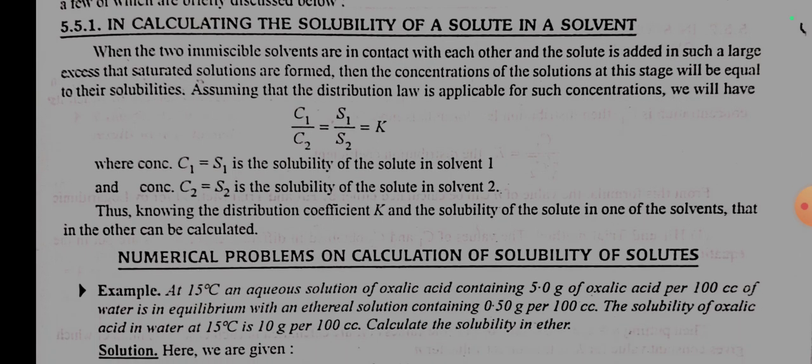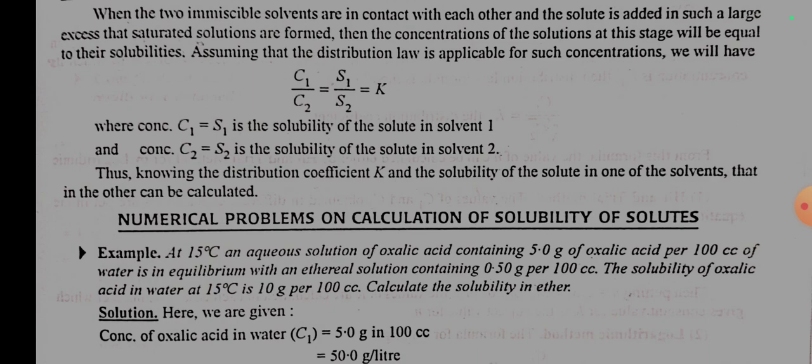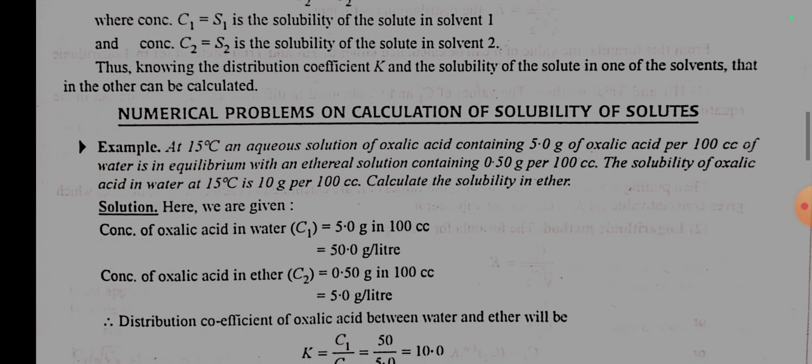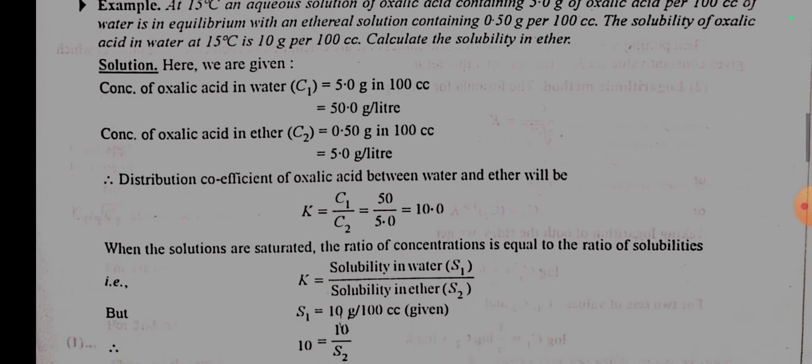Assuming that the distribution law is applicable for such concentrations, we will have C1/C2 = S1/S2 = K, where concentration C1 = S1 is the solubility of the solute in solvent 1, and concentration C2 = S2 is the solubility of the solute in solvent 2. Thus, knowing the distribution coefficient K, the solubility of the solute in one of the solvents, that in the other, can be calculated.